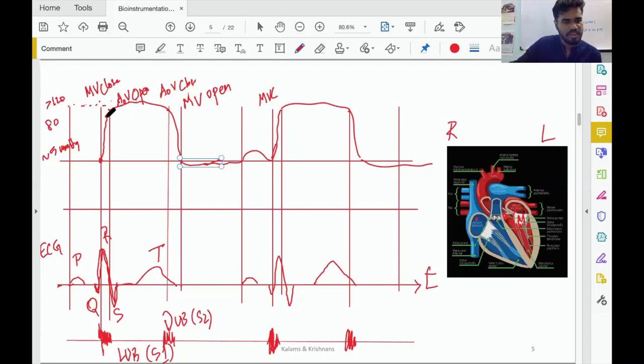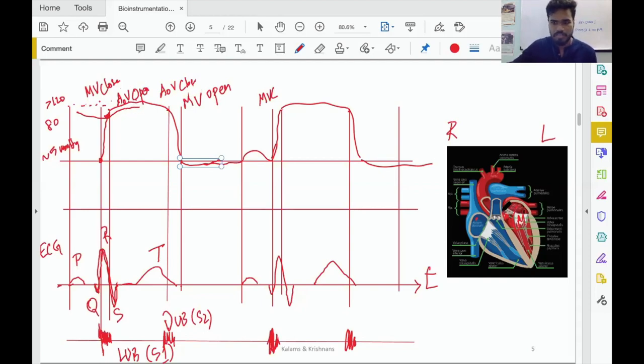The reason this valve opens and closes is that until this point in time, the aorta will have a higher pressure. Then as the lower chamber pumps, aortic pressure will become lesser than the heart's pressure. So aortic pressure will be higher, close to 80 mmHg. Then as this chamber pumps, there will be a slight increase in pressure because now the heart is pumping into the aorta, so the aorta's pressure will also increase.